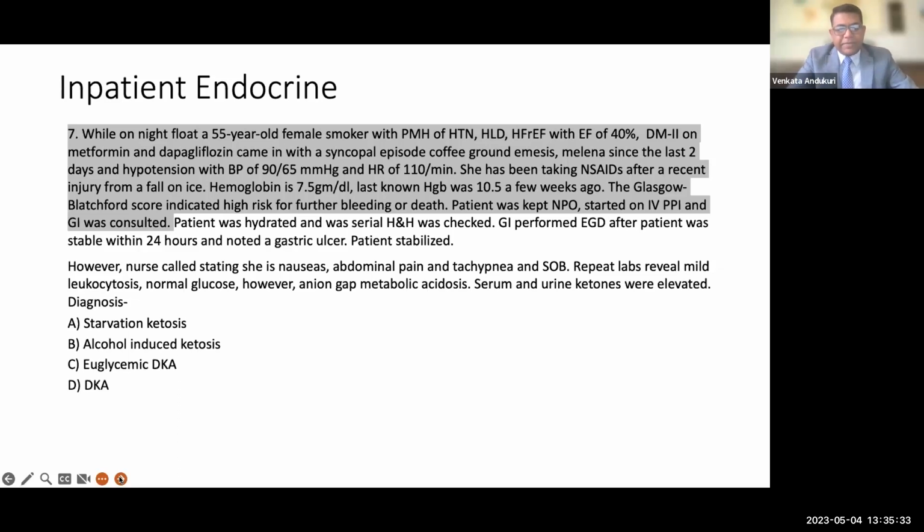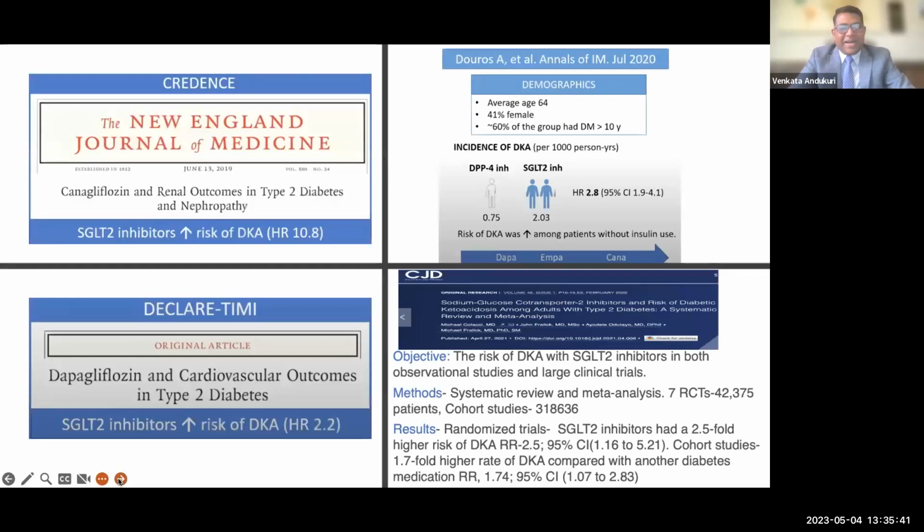That's euglycemic DKA. Very good, very good. So you guys were, and I was mentioning the diabetic flows, and you were kind of paying attention. That's good. So let's see. So this is not new.